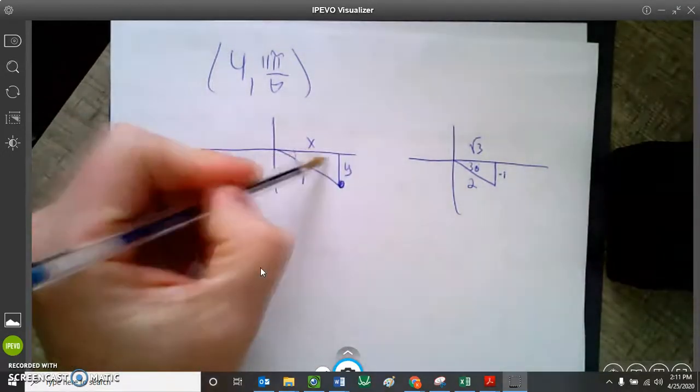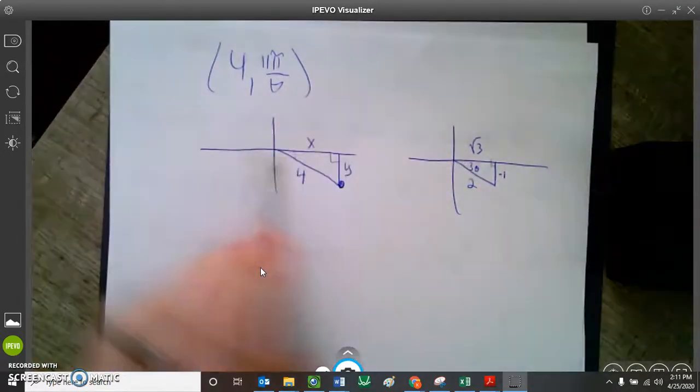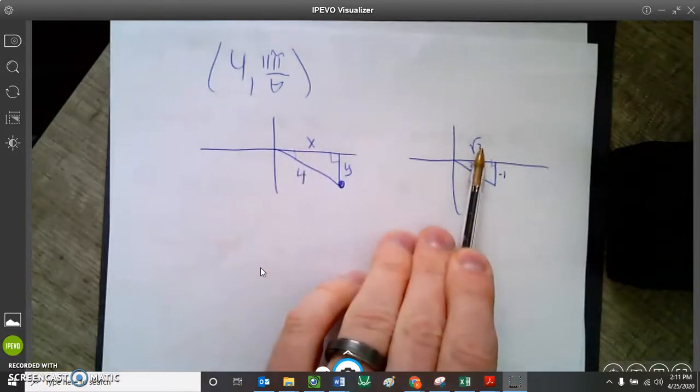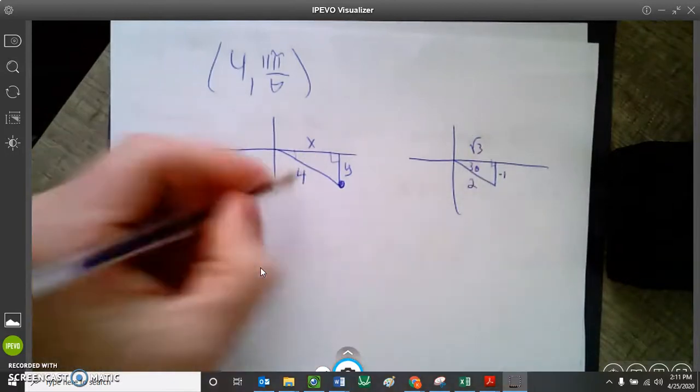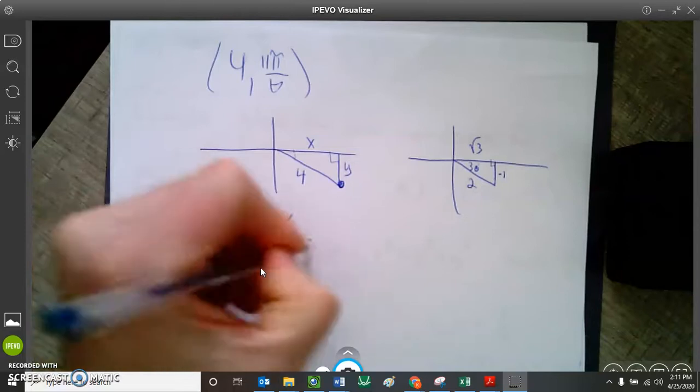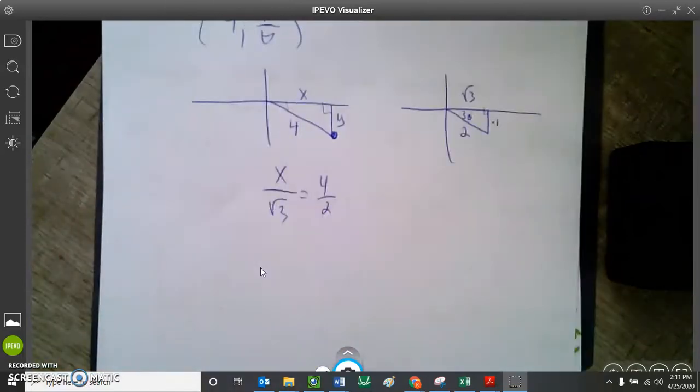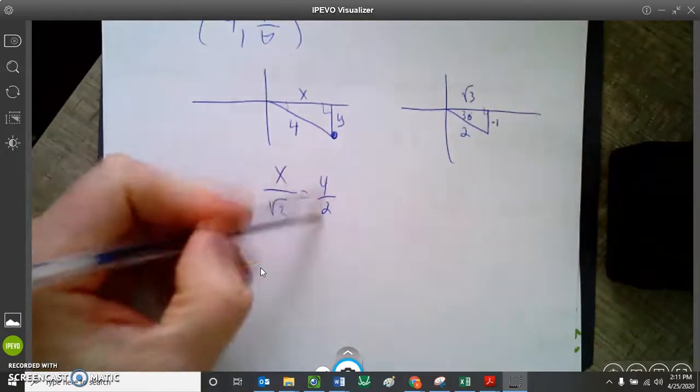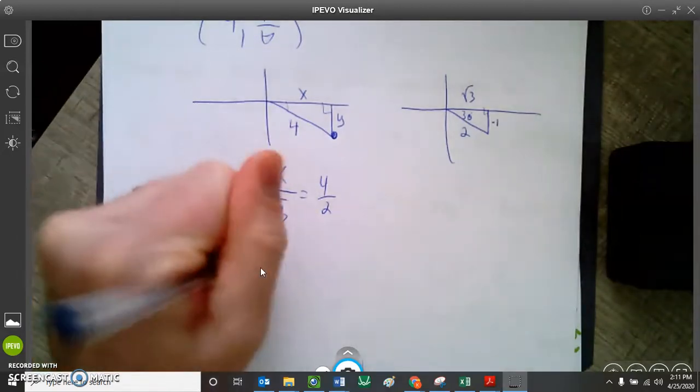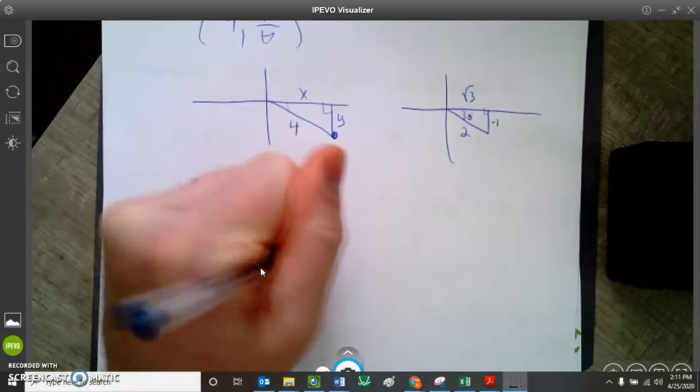They both have 30-degree angles. They both have right angles. And now I can say, well, x is to the square root of 3 as 4 is to 2. Set my proportion. Then we just have to cross multiply. 4 divided by 2 is 2, and we're going to end up getting x equals 2 square root of 3.